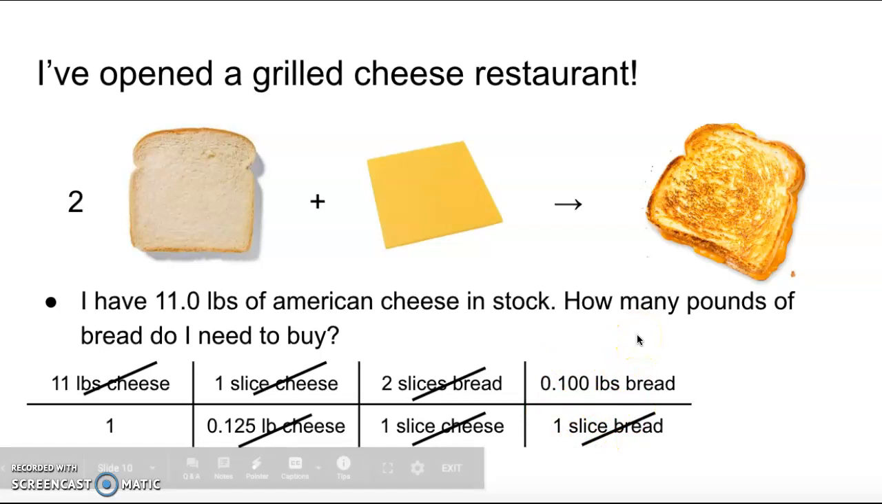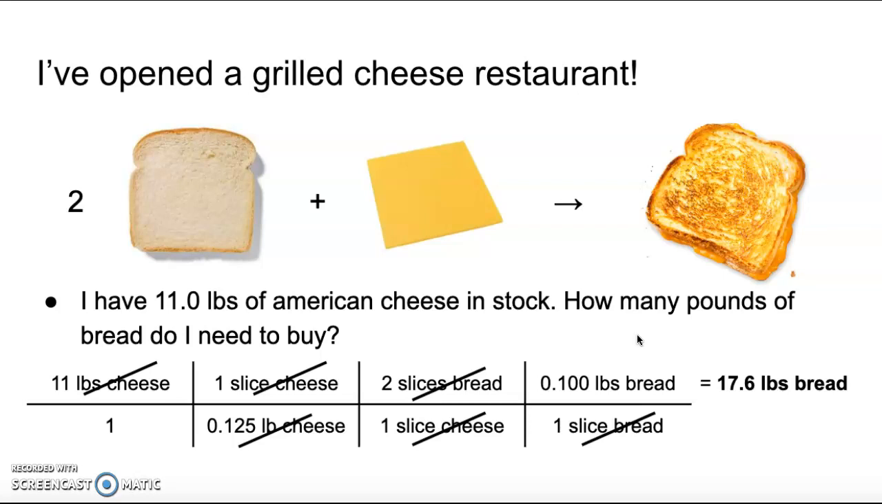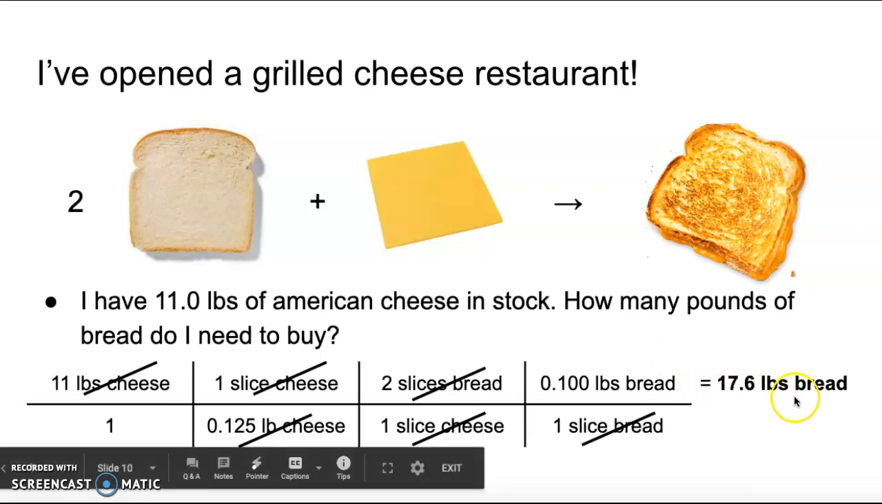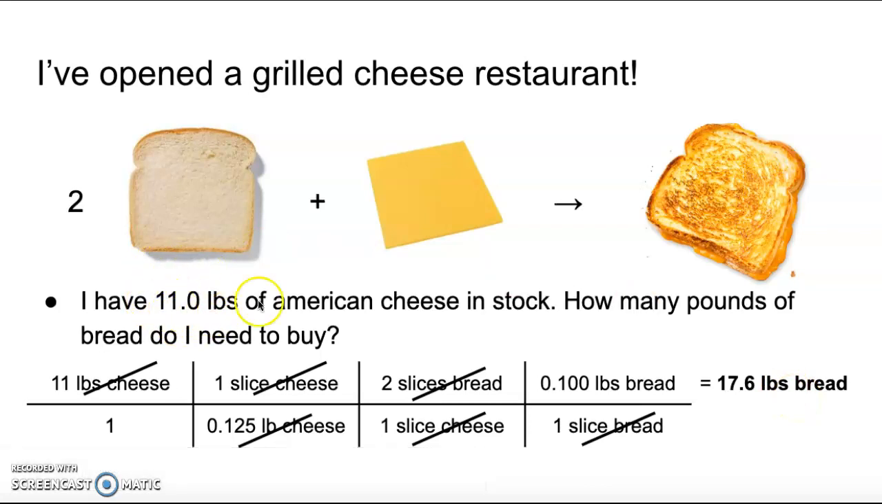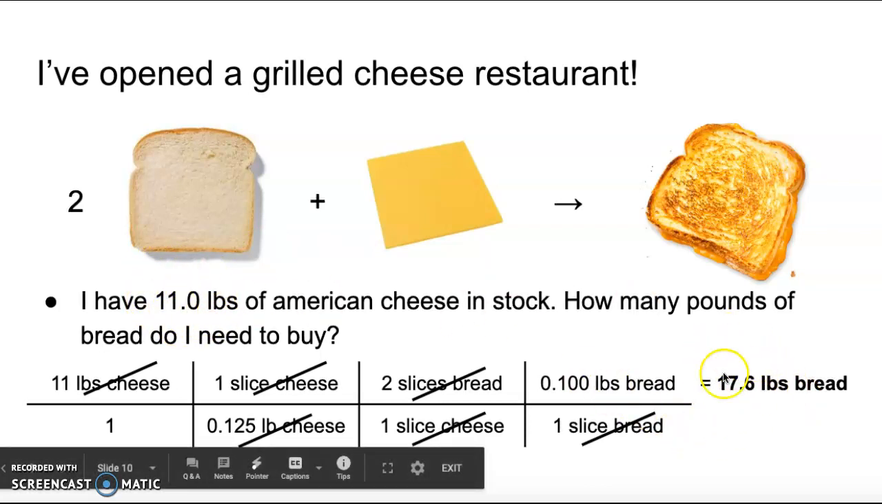I'm going to multiply everything across the top, so 11 times 2 times 0.100, divided by everything on the bottom, so that would be 0.125. And I'm going to find here that I need to buy 17.6 pounds of bread. I've got 3 sig figs in my question, so I want 3 sig figs in my answer.